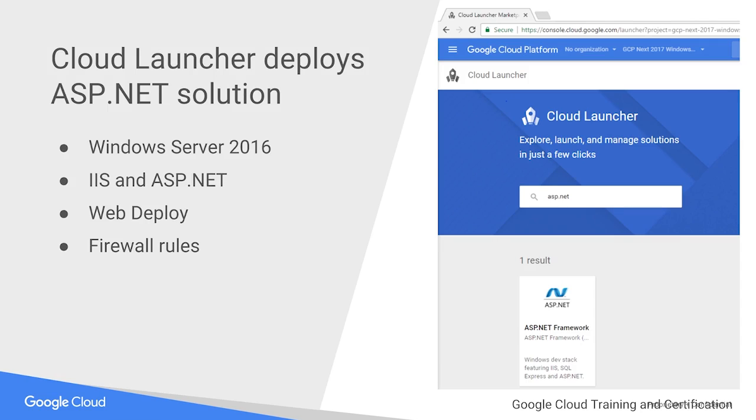If you need pre-configured Windows infrastructure that's ready to go, then you'll want to look at Google Cloud Launcher. This example shows the ASP.NET Framework solution that comes with pre-installed Internet Information Services and ASP.NET. There's also a high availability SQL Server solution, which will install multiple servers and configure the network to enable SQL Server Always On availability groups. We'll take a look at that later in this module.